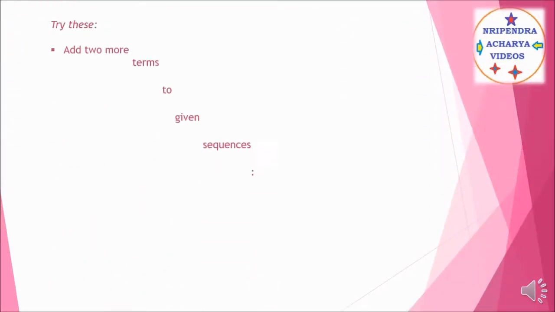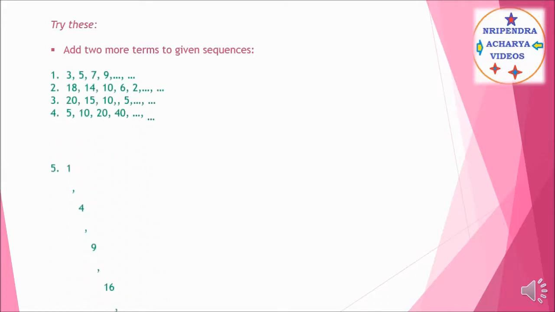Now try this. Add two more terms to the given sequence. We have to add two more terms. We can easily add two more terms. See, it will be 11 and 13. You can easily add, and you can easily do these questions.